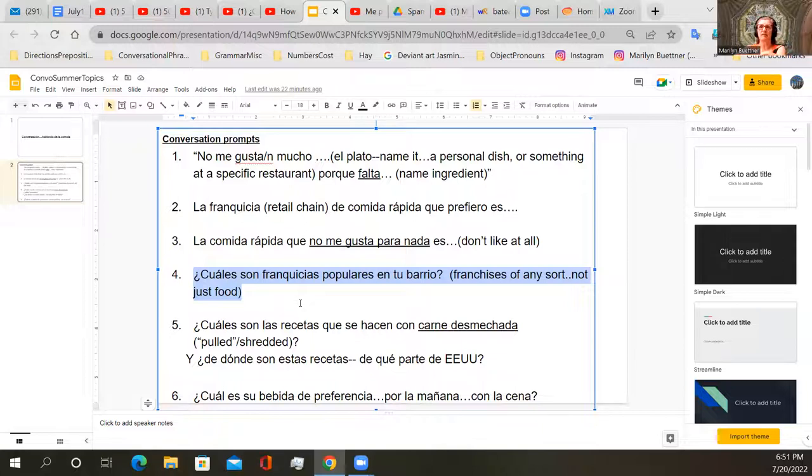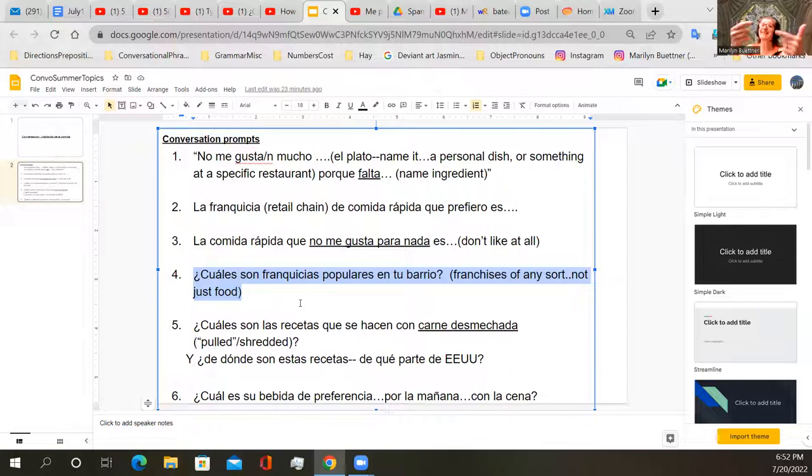Quizás, depende, ¿no? Por ejemplo, if somebody in Mexico were to mention OXXO to you, OXXO es una franquicia muy popular en México. It is like the 7-Eleven of Mexico. But for an American, they wouldn't know OXXO. You're in a group of 50 people and you'd be the only one, if you're an American, who doesn't know what an OXXO is, because we don't have them. Right. So, sí, depende.